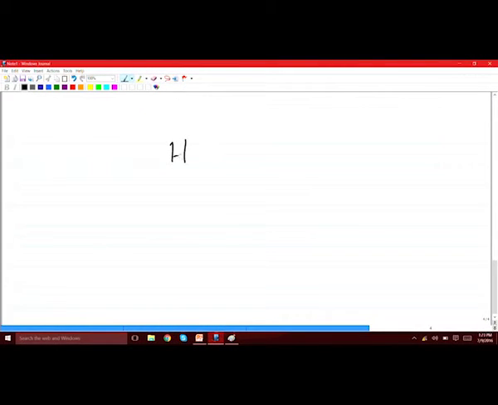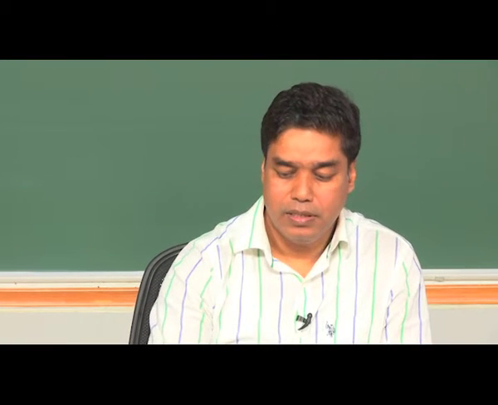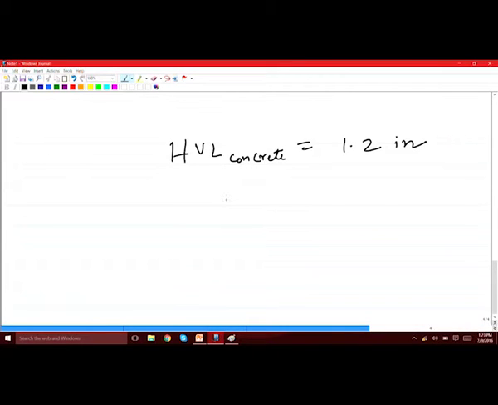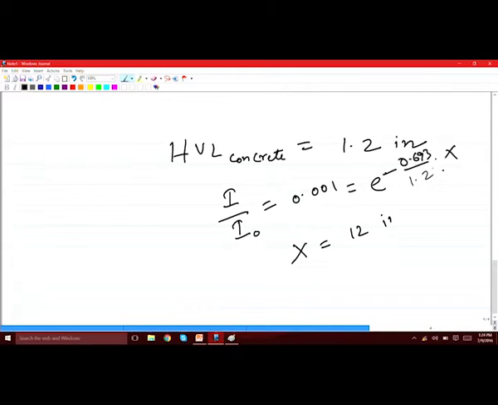So, for concrete the HVL is 1.2 inches. And if you do the similar calculation like what we did just now, then you will see that the thickness for which this reduces by 1000 times, this x will be around 12 inches.